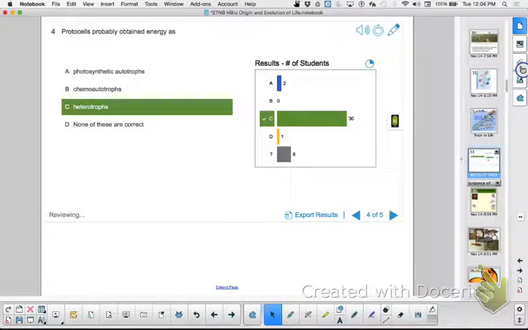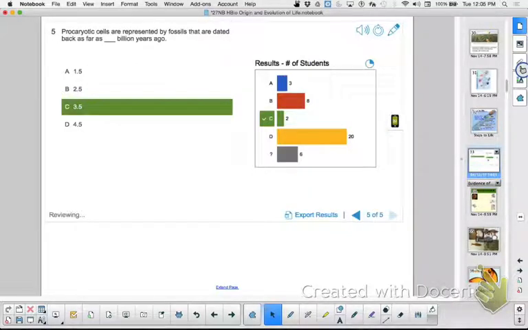Protocells probably obtained energy as heterotrophs. Two of you struggled, and yeah, 3. Check your bio buddy, see if they struggled on question 4. Come along and guide them. Show them your question 4.